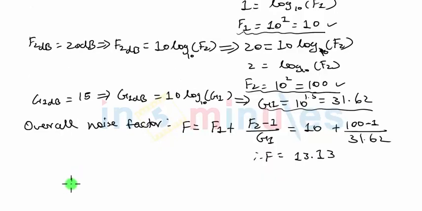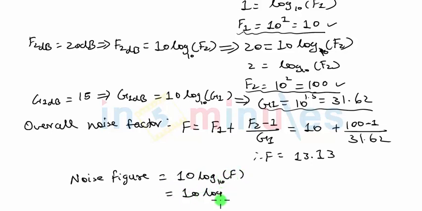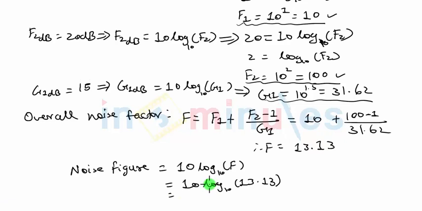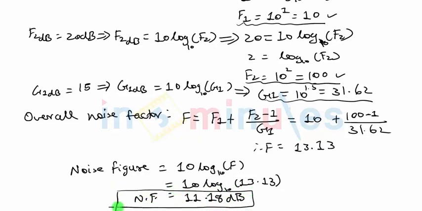But we have to calculate noise figure, and we know that noise figure is nothing but noise factor in dB, which will be 10 log of F to the base 10. So that will be 10 log of 13.13. And therefore my final answer, which is the overall noise figure, will be nothing but 11.18. And obviously this is mentioned in dB. So when I take log of 13 and multiply it by 10, you get 11.18. So that's the final answer. That's the noise figure that we were asked to find.